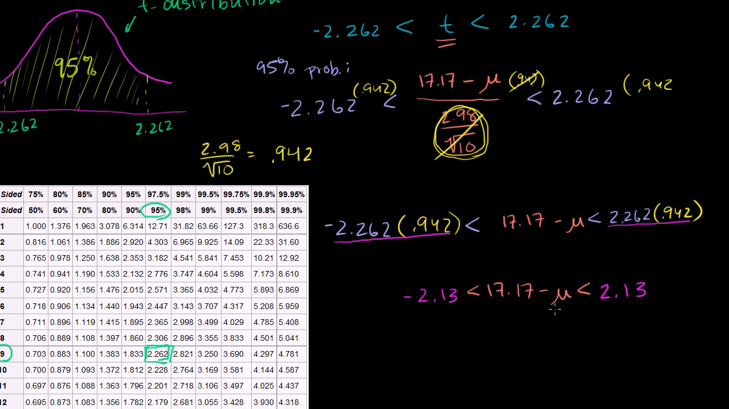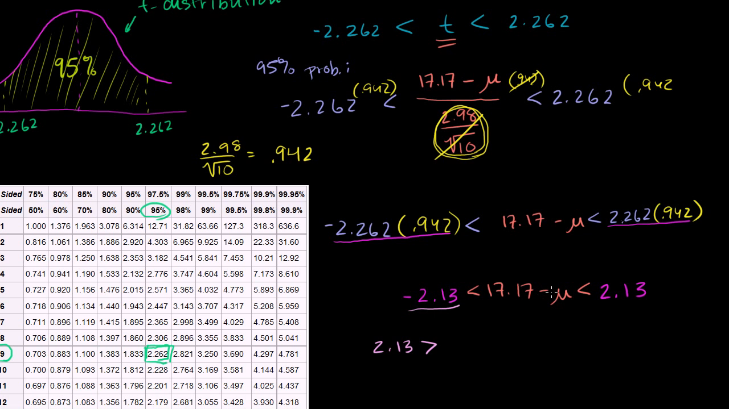Now I want to solve for this mean, and I don't like that negative sign on the mean. I'd rather have the mean minus 17.17. So I'm going to multiply this entire inequality by negative 1. This negative 2.13 will become a positive 2.13. But since we are multiplying an inequality by a negative number, you have to swap the inequality signs. So this less than will become a greater than.